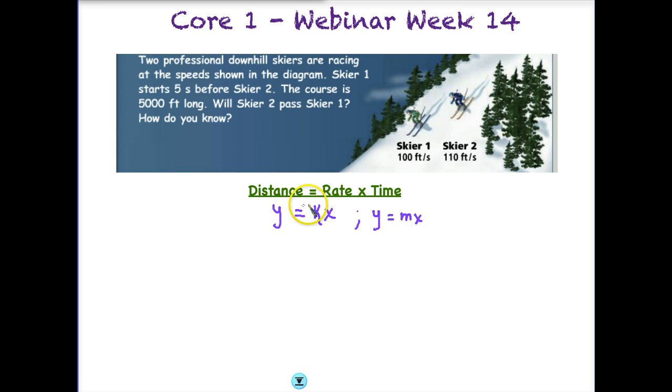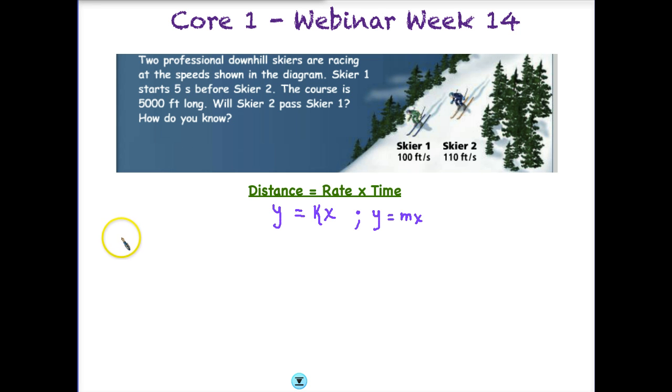So this is already a familiar equation to you, and it's very commonly used for any type of distance and rate type problem. So distance equals rate times time. So that makes this problem a lot easier if we use this equation.